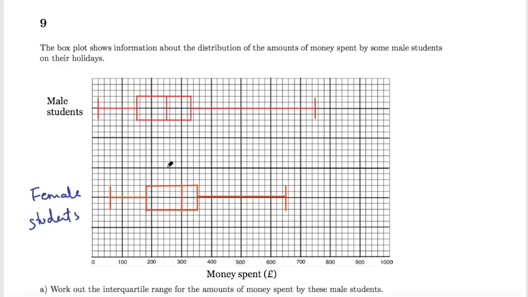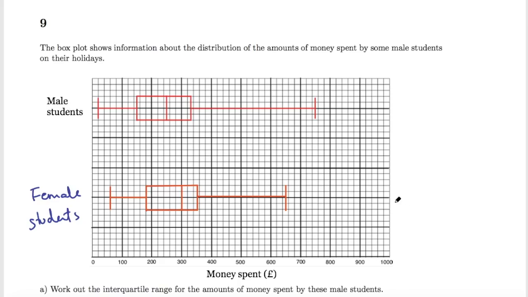Really, there's only one value you really care about when you're comparing two lots of data, and that's an average. So the only average from a box plot you can get is the median. And this is saying the median for the female students is higher than the male students. So we kind of ignore the minimums and maximums and the interquartiles. We could use the interquartile range as a measure of spread, but not really to compare how much each spent. So we use the average there, the median.